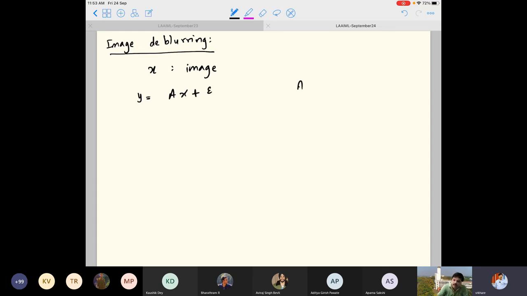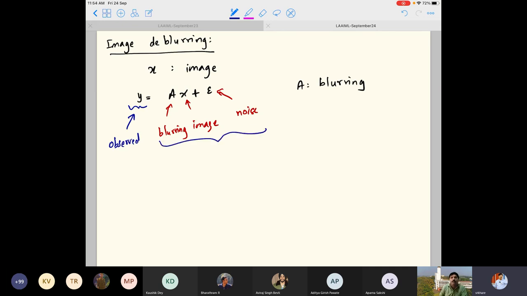So what is this matrix A doing? A is actually a blurring matrix, so it blurs the image, and then there is some noise also that is getting added. You have this original image, A is blurring the image, and epsilon is noise. What you really observe is this y. The observed image is the blurred and noisy image that you observe.